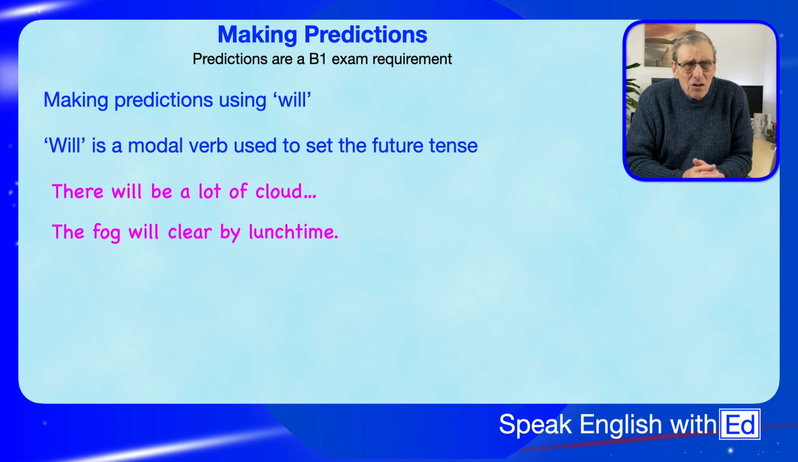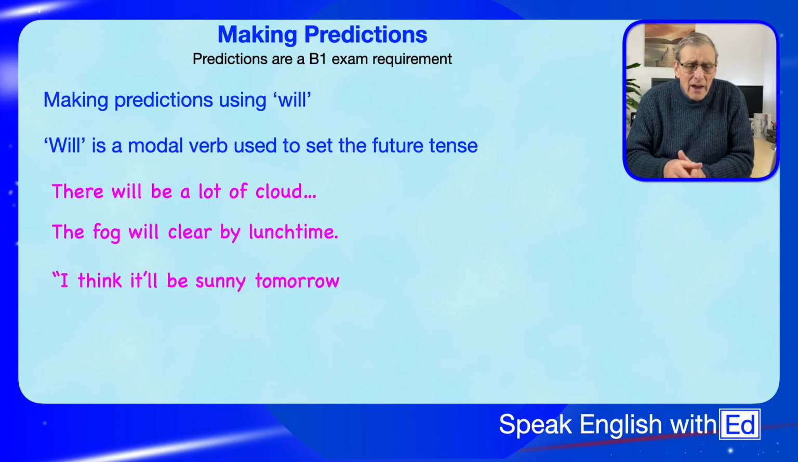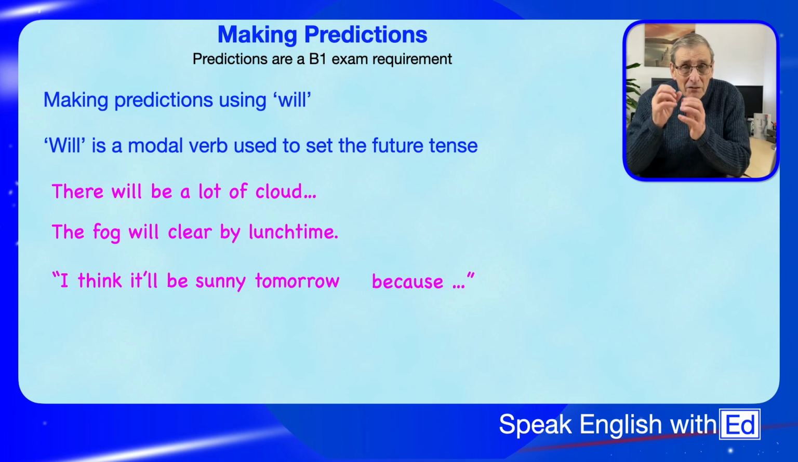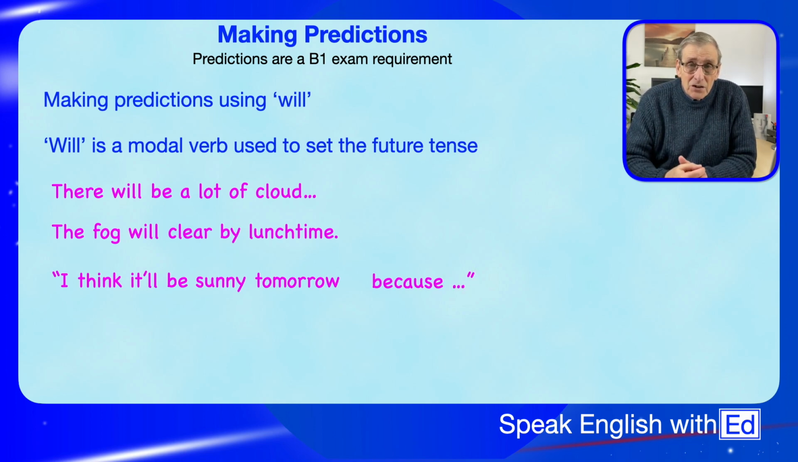Now, if your examiner was to say to you, what do you think the weather will be like tomorrow? He's asking you to make a prediction. How will you answer? What will you say? You can say, I think it'll be sunny tomorrow. But don't stop there. Add a because. You do this because it's adding strength to your prediction. You're making your prediction sound more believable. And that way the people will think, good prediction.